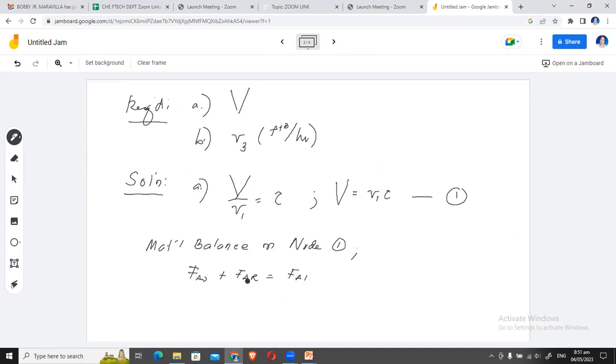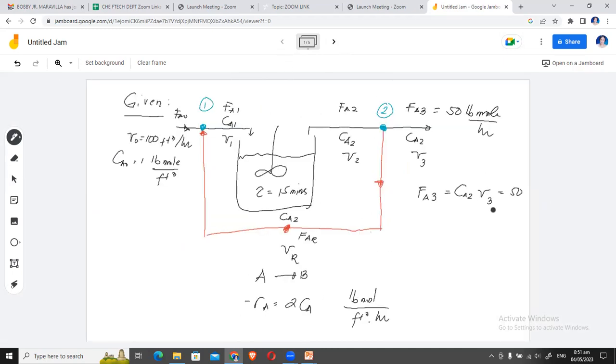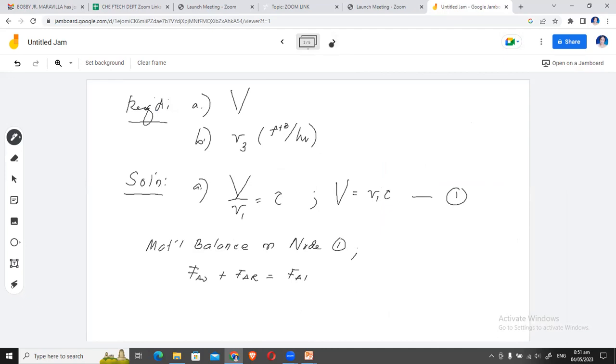So we can now convert this expression in terms of what we have written in the given, since it could be expressed as the product of concentration and volumetric flow rate. So this would be written as small VO times CAO, plus VR times your concentration CA2. It's labeled, so you can see that in your screenshot. And this is equal to small V1 times CA1.